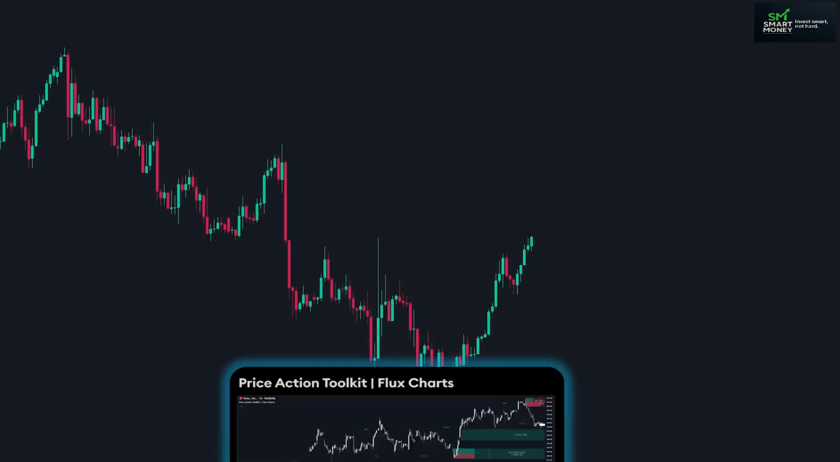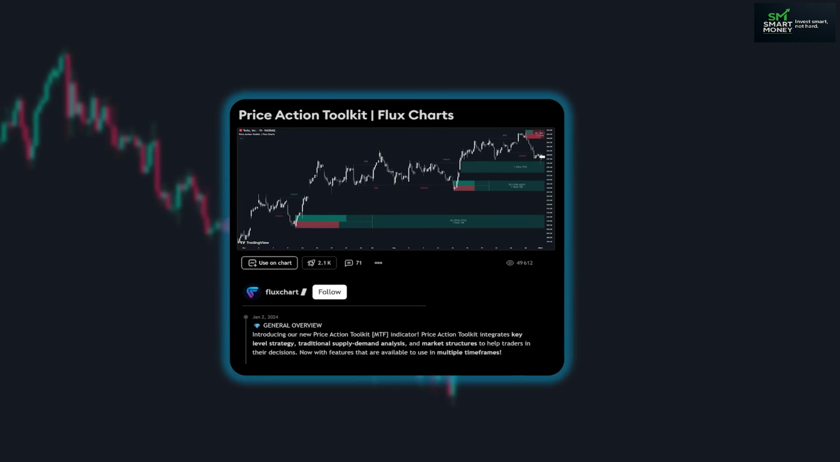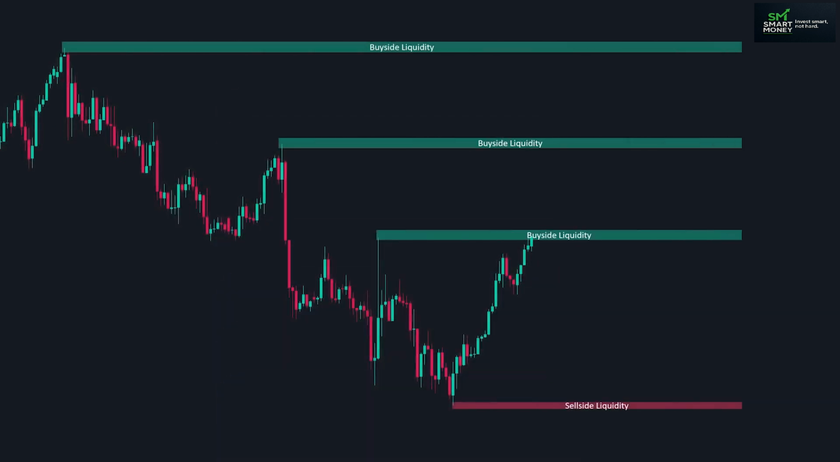Now the best part, with the Price Action Toolkit, these important liquidity zones appear automatically on your chart, showing you exactly where institutions are likely to hunt next. This makes it much easier to plan your trades based on where the smart money might be targeting.